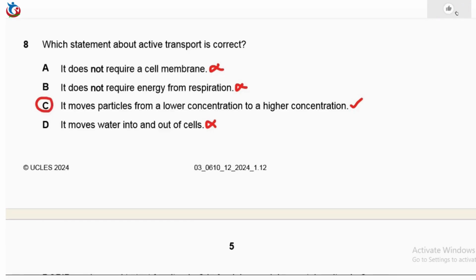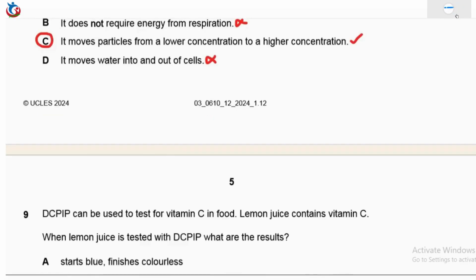From here, we'll move straight to question 9.